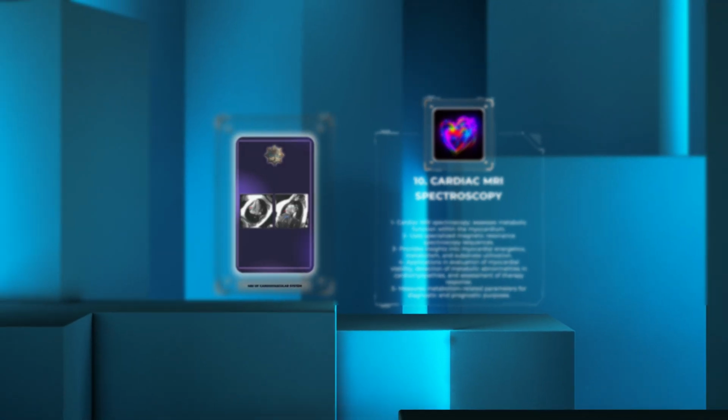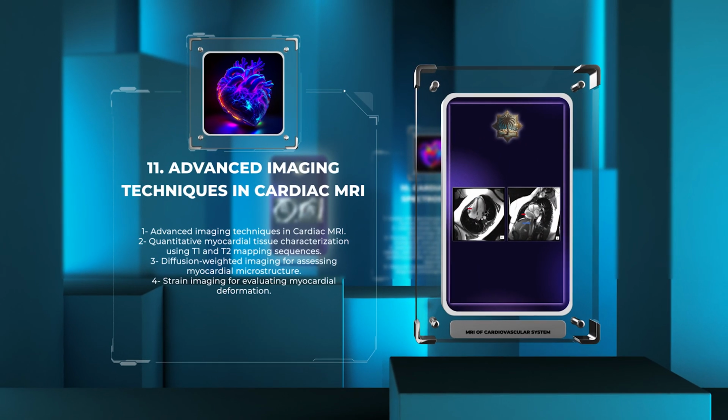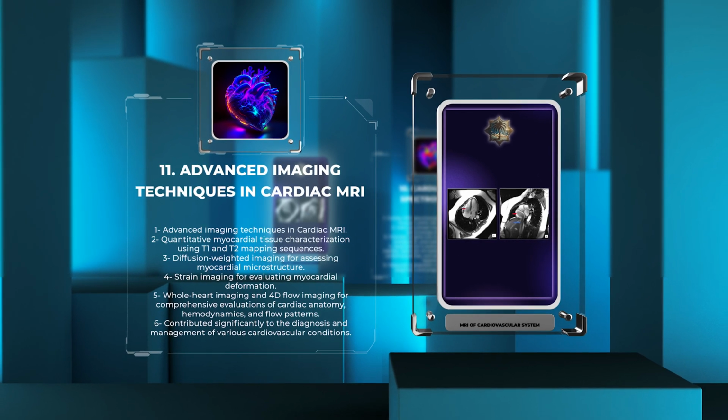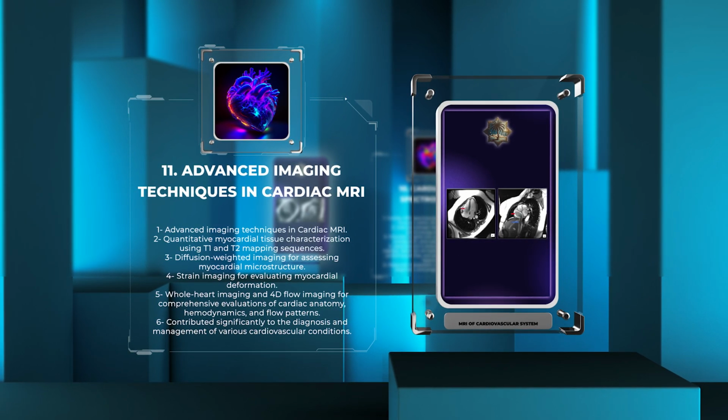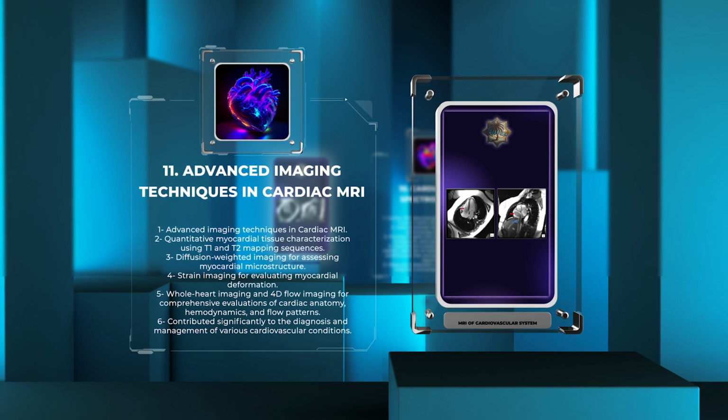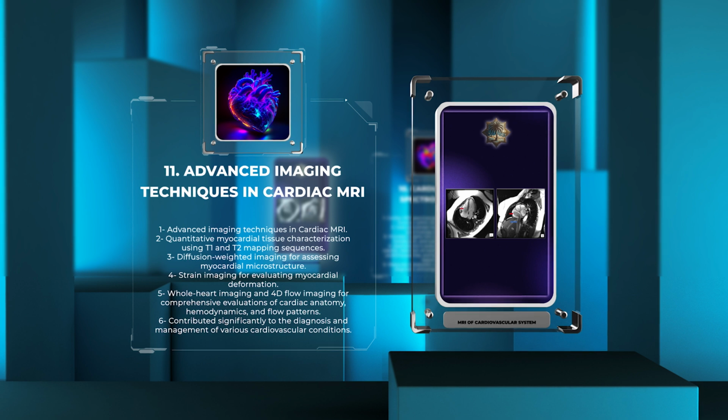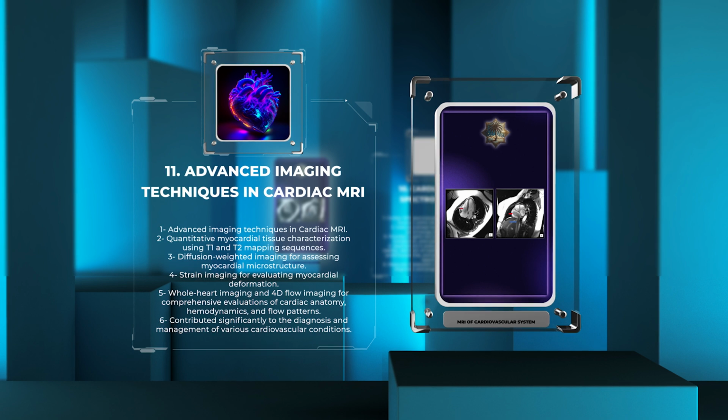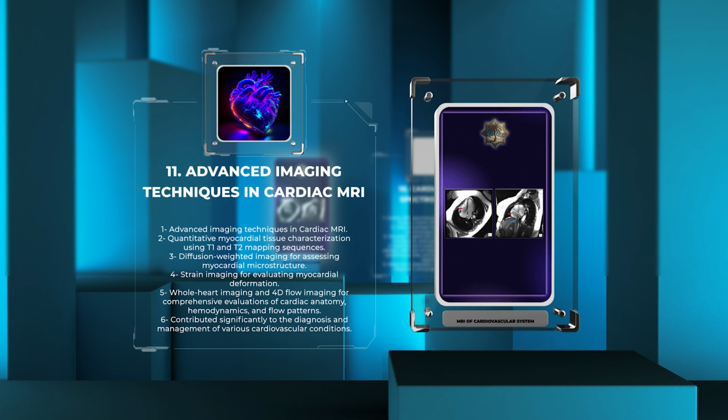In recent years, several advanced imaging techniques have emerged in the field of cardiac MRI, enhancing its diagnostic capabilities. These techniques include quantitative myocardial tissue characterization using T1 and T2 mapping sequences, diffusion-weighted imaging for assessing myocardial microstructure, and strain imaging to evaluate myocardial deformation. Furthermore, techniques like whole heart imaging and 4D flow imaging offer comprehensive evaluations of cardiac anatomy, hemodynamics, and flow patterns. These advancements have significantly contributed to the diagnosis and management of various cardiovascular conditions.